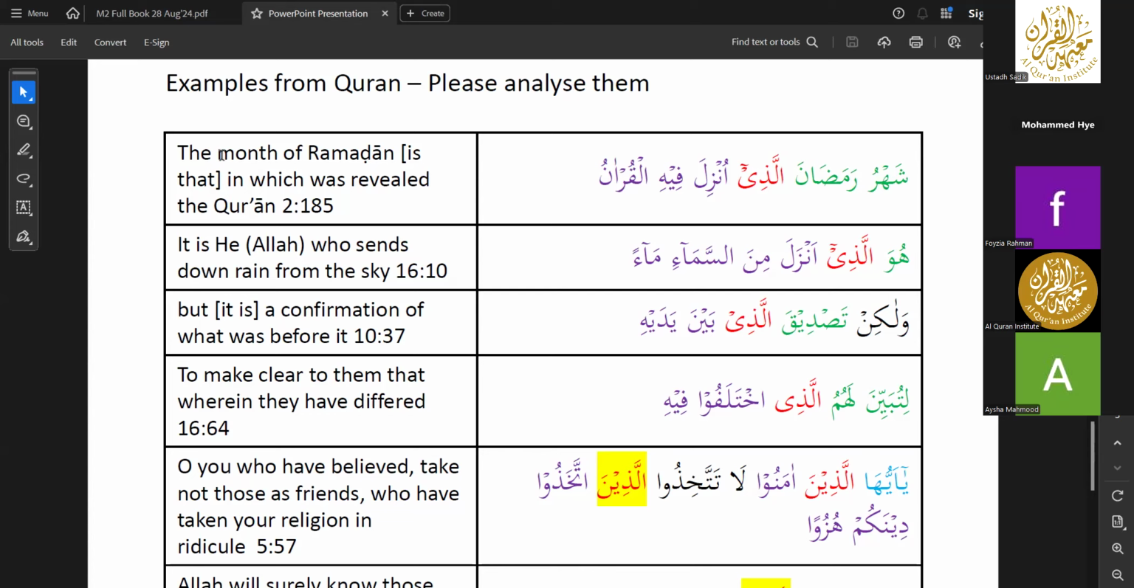Excuse me, Ustad, can I ask a question? This damirul aid, is it always going to be there? Always, without exception. Finish. Khalas.